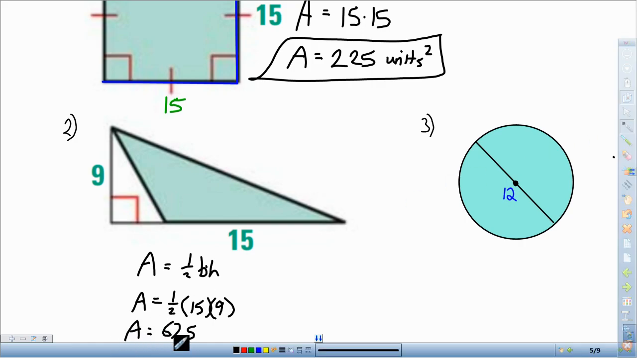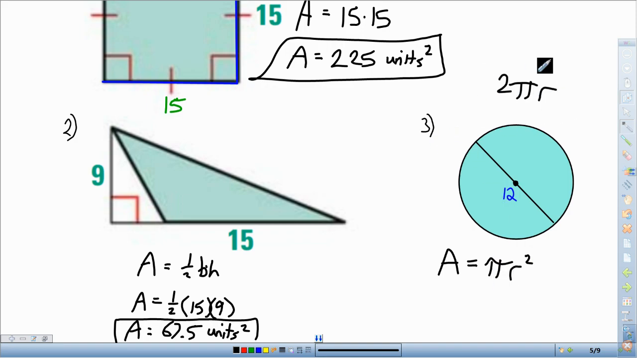So 67.5, again, let's point out units squared. Okay, last one here is finding the area of a circle. Hopefully you kind of memorized this while we were doing the last chapter. The area of a circle is pi r squared. Careful, you might have thought it was 2 pi r, but remember that's the circumference of a circle, not area.